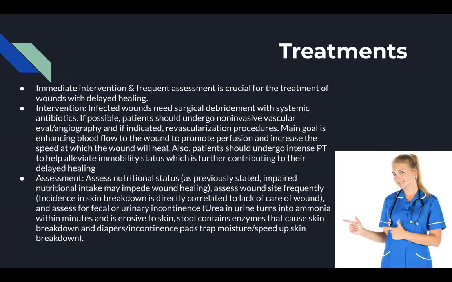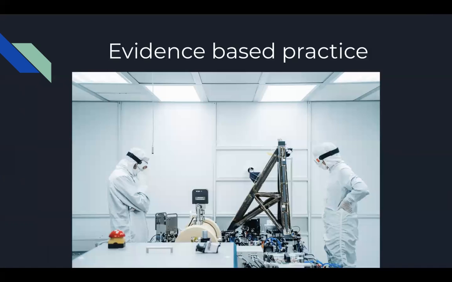We also are going to want to assess for bony prominences, like heels and elbows. These are high risk areas for breakdown resulting from tissue ischemia from compression against a hard surface. So it's also important to use tools like the Braden scale to know if patients are at risk of developing complications. So we're going to go into some evidence-based practice on delayed wound healing.